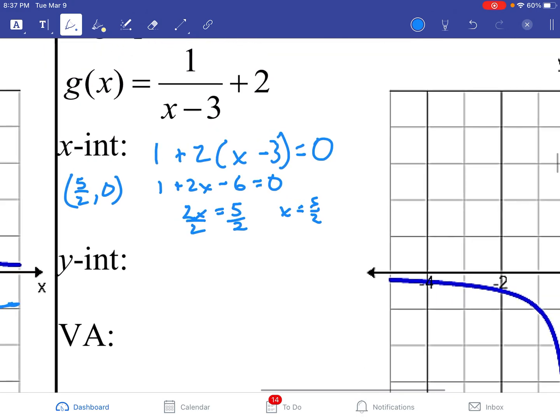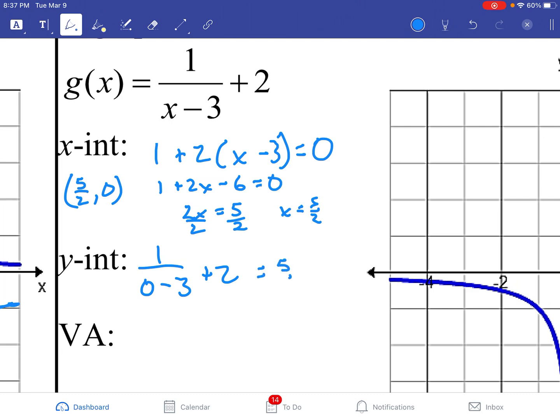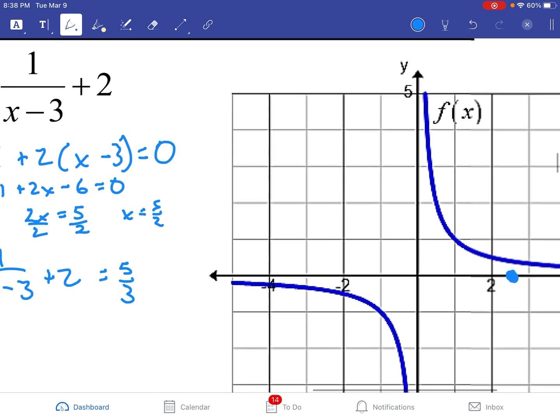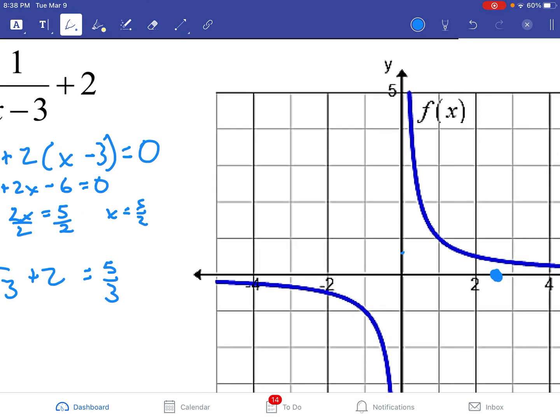The y-intercept, we have 1 over 0 minus 3 plus 2. So negative 1/3 plus 2 is 5 over 3. Write that down as a point, 0 comma 5/3. If you need to find the decimal equivalent of 5/3, it's 1.6666 repeating. So it's a little over 1/2. So we guesstimate about there.